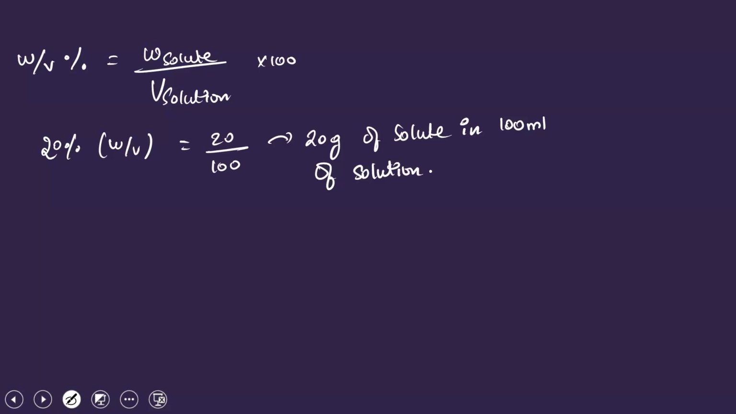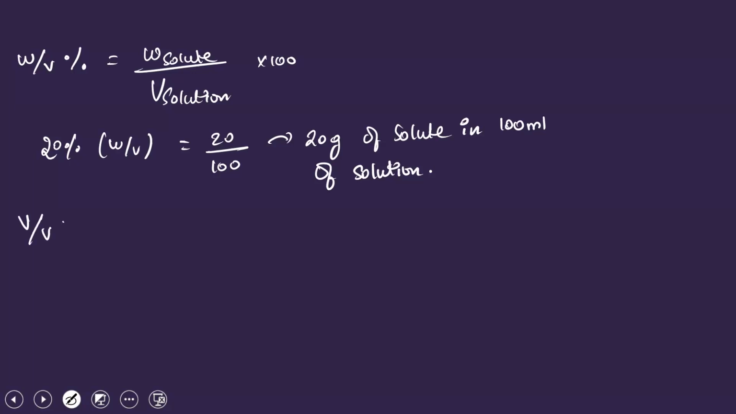Is that clear? You could also write 20 kilogram of solute in 100 liters. It doesn't make much difference; you will get the same ratio. If you take gram, the volume should be in ml. If it is kilogram, it can be liters. Clear? Okay. So that is what we understand. So 20 gram of solute in 100 ml of solution.